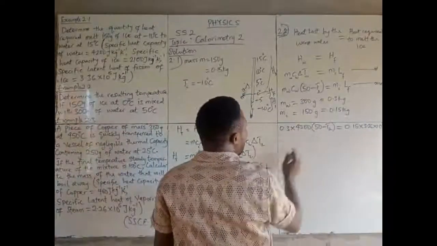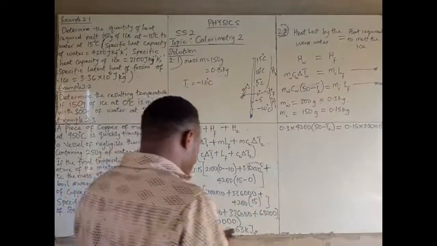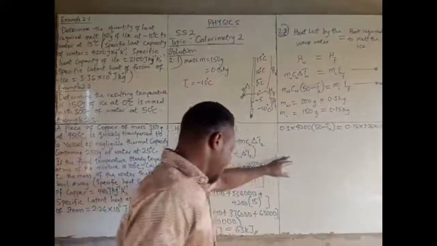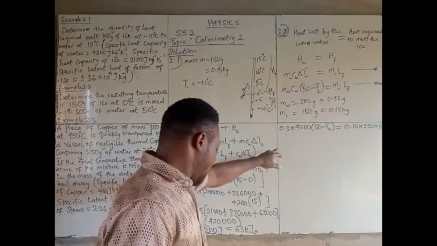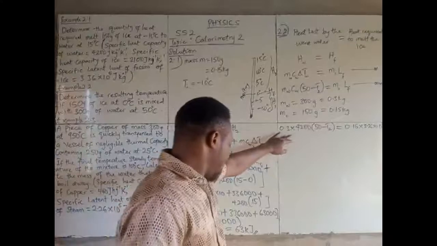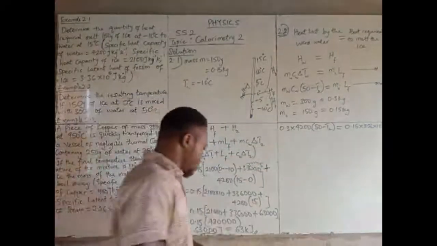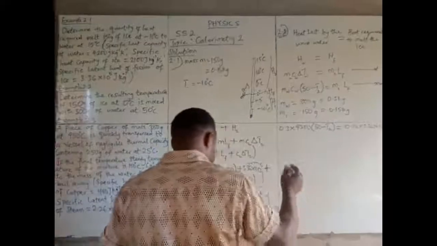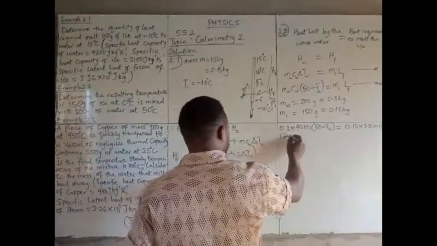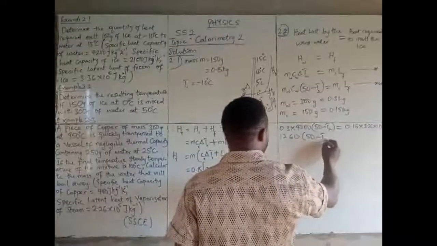3.36 times 10 to the power 5. Now let's open this. If I have 0.3 times 4200, let's see. 0.3 times 4200 must give us 1260, into 50 minus T2.